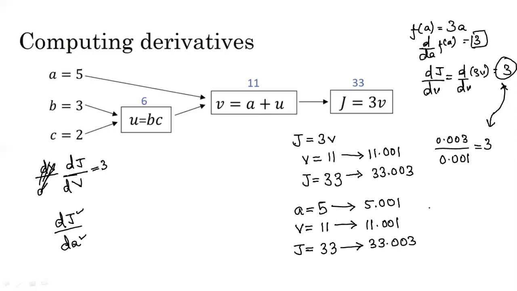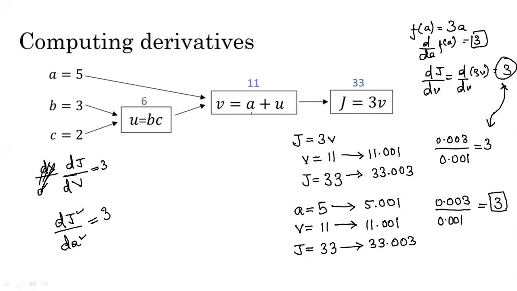So now we need to find what is the change in j if we have some change in a. So the change in j is 0.003, and the change in a is 0.001. So the slope came out to be 3 in this case also. Okay, so this came out to be 3. Also what we can see here, basically the change is getting transferred.